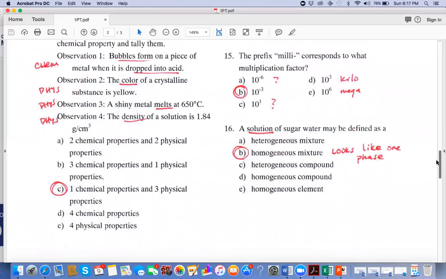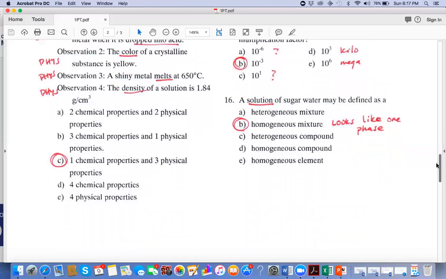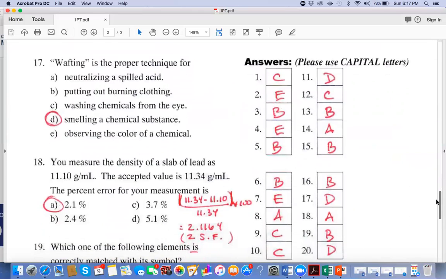The prefix milli corresponds to what multiplication factor? That would be 10 to the negative 3, or in this case, the decimal. And then 16, a solution of sugar water may be defined as a homogeneous mixture. Although it looks like one phase, it is a mixture. Wafting is the proper technique for smelling a chemical substance.